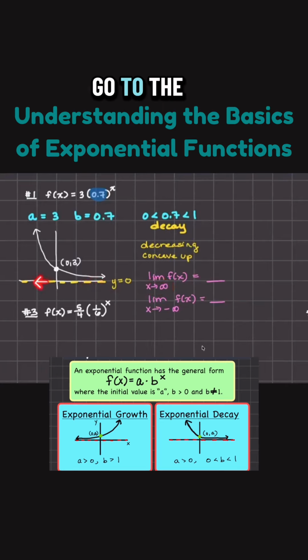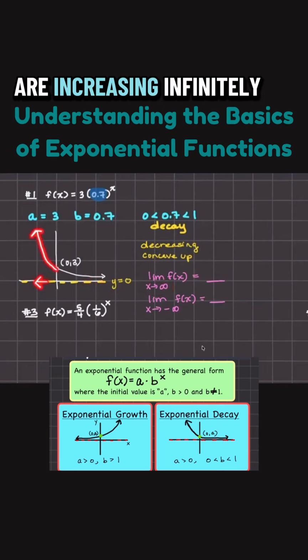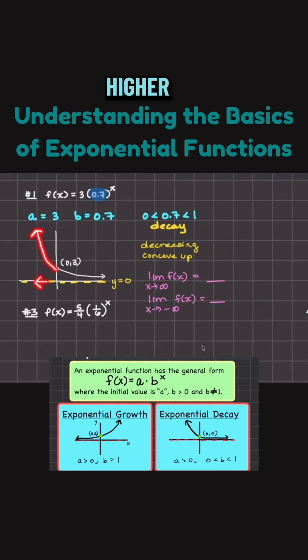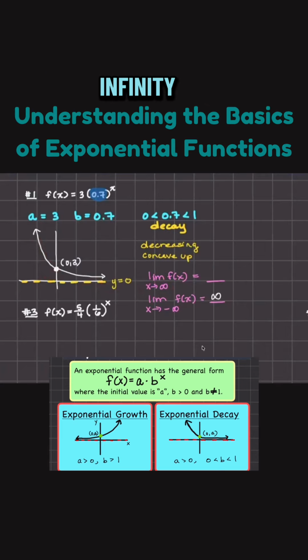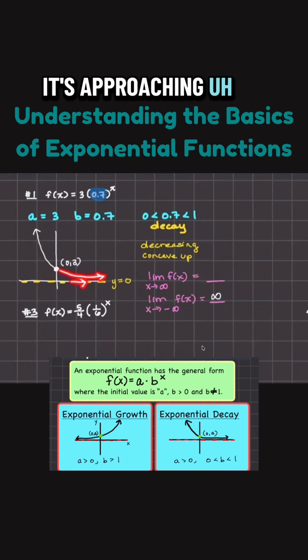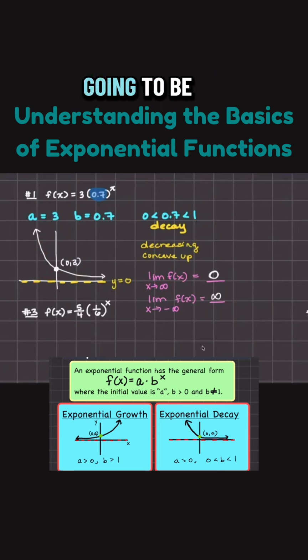Well, you can see as you go to the left, the function values are increasing infinitely. They're getting higher and higher and higher. So what we're going to do is say that this is approaching positive infinity. However, on the other end, as you go out to the right, you can see the tail is coming this way. And so as we described, it's approaching 0, the horizontal asymptote, and it's not ever going to go below there. So we're going to put here that the limit as x approaches positive infinity is going to be 0.